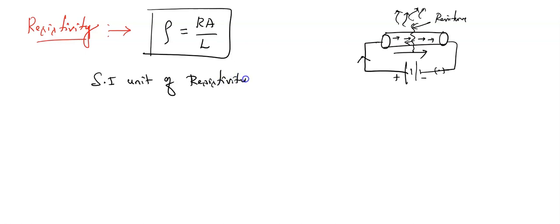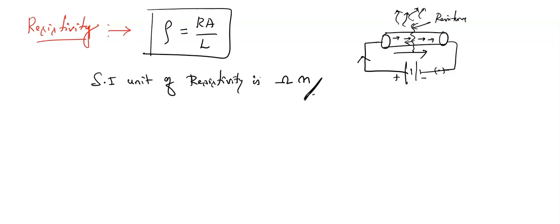The SI unit of resistivity is ohm meter. Should not forget this. This is very important from the examination point of view. Did you understand the concept? Is this clear? Good. So I hope you have understood what is resistance and what is resistivity.